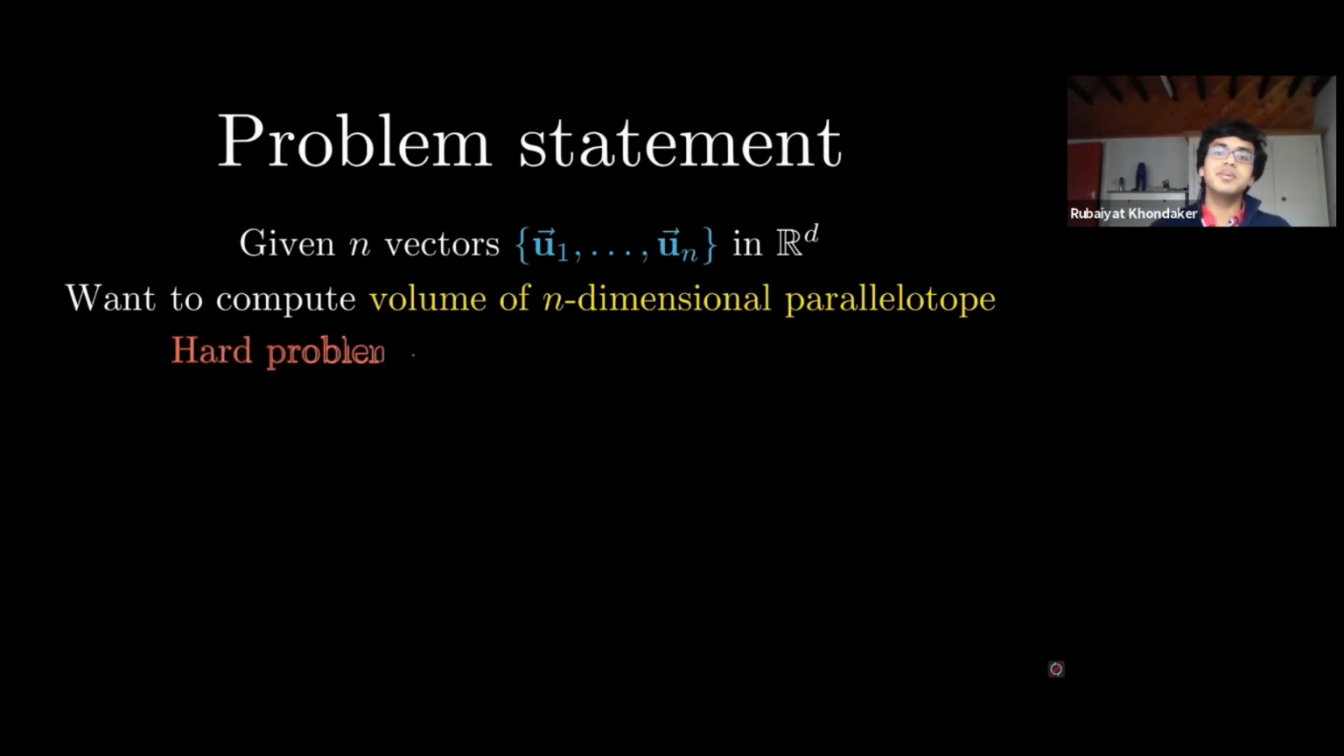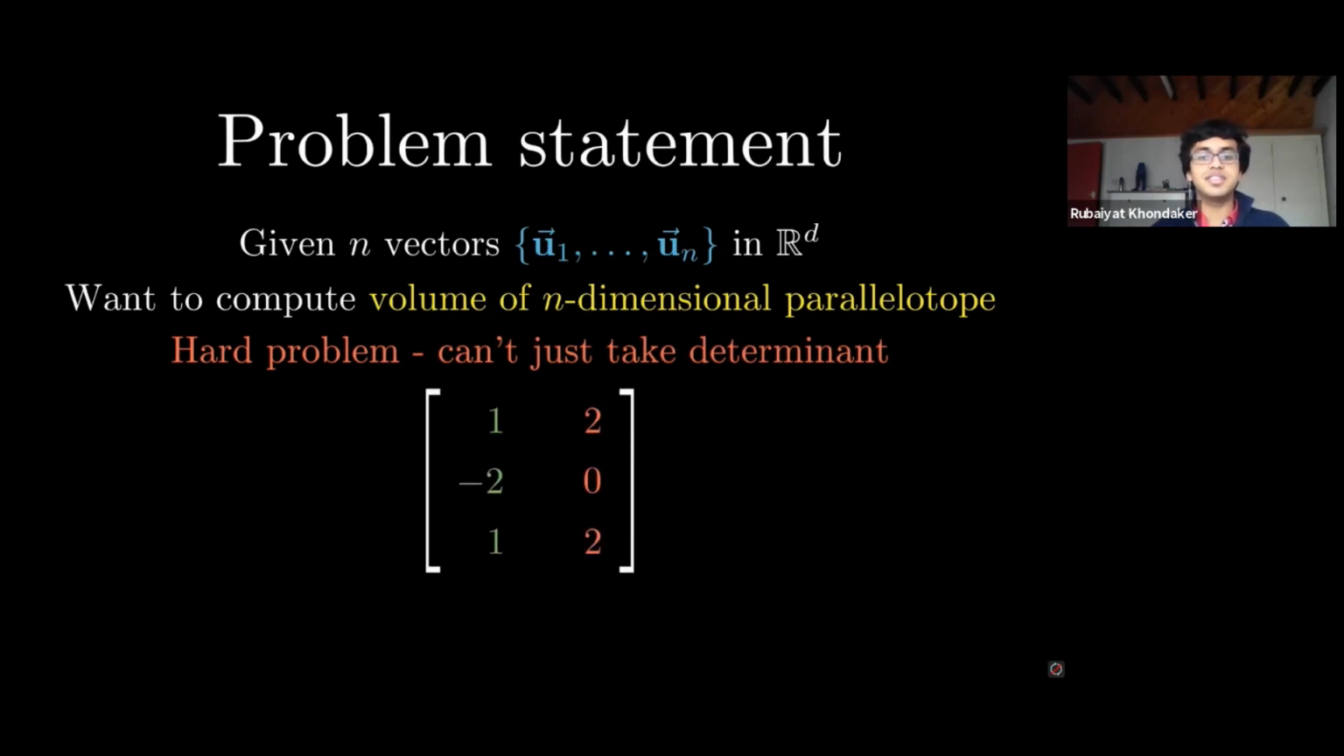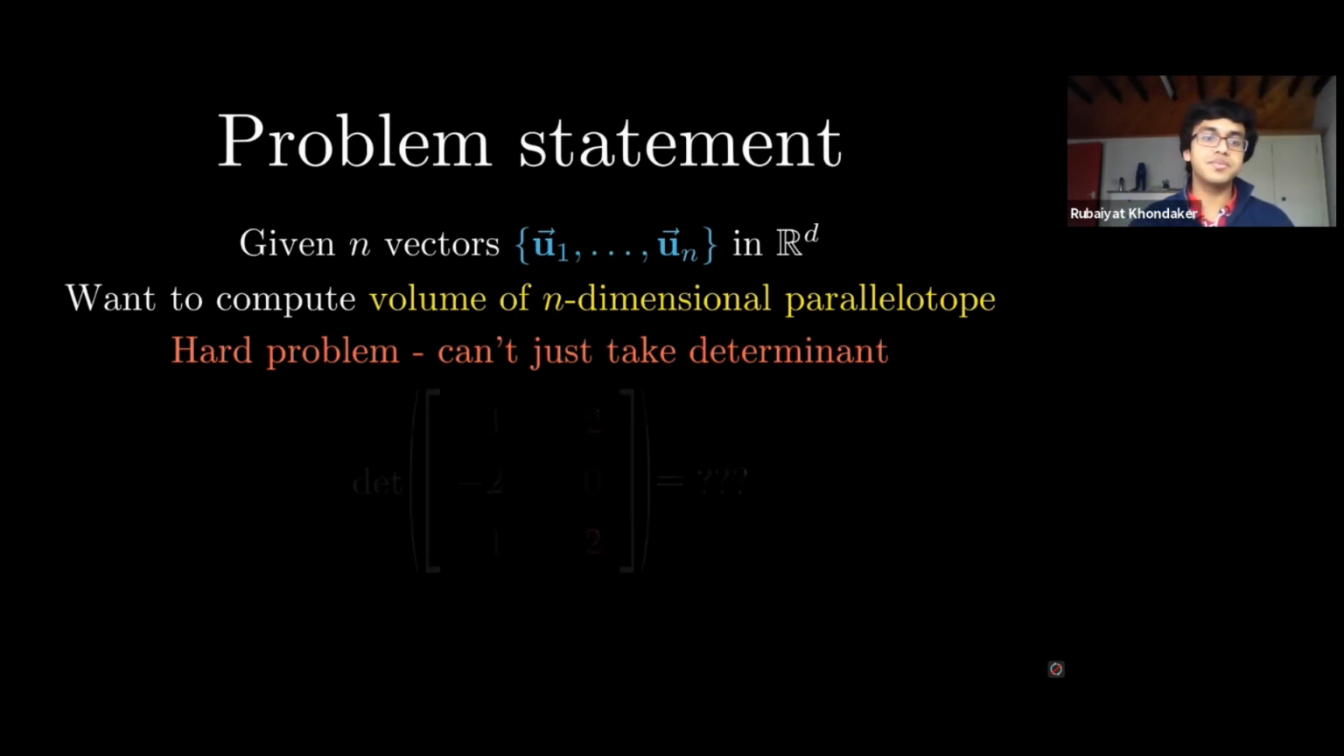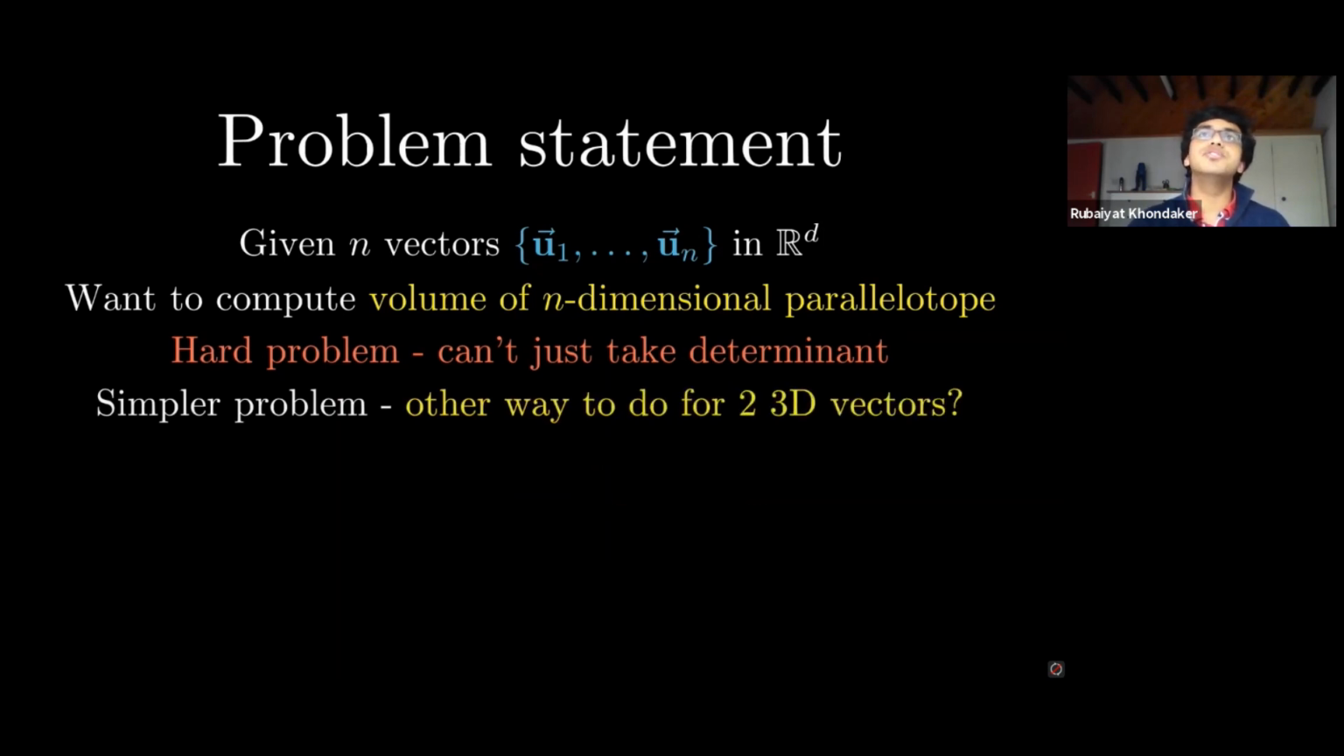This is a hard problem, because you can't just take the determinant. After all, that'd be like trying to take the determinant of a rectangular matrix. So let's look at a simpler problem. Is there a different way to do it for two 3-dimensional vectors?